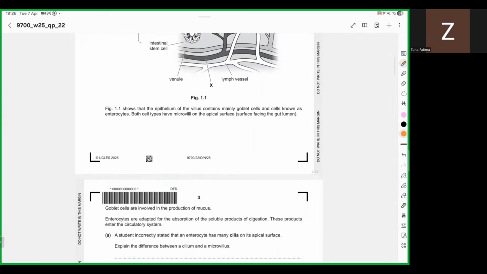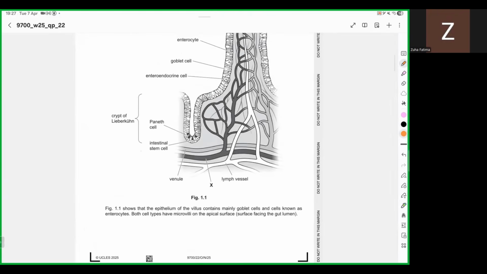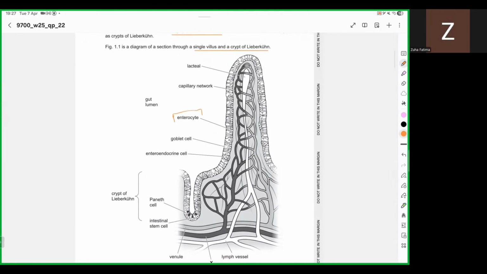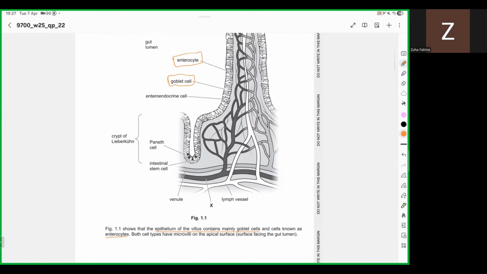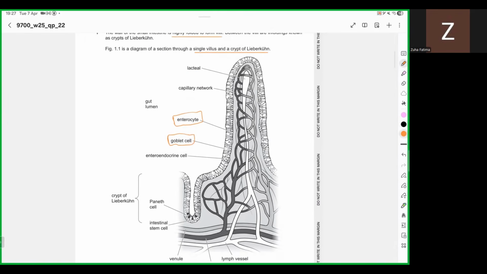Figure 1.1 shows that the epithelium of the villus contains mainly goblet cells and cells known as enterocytes. So the epithelium basically consists of enterocytes and goblet cells. Both cell types have microvilli on the apical surface. Apical surface is the surface facing the gut lumen.